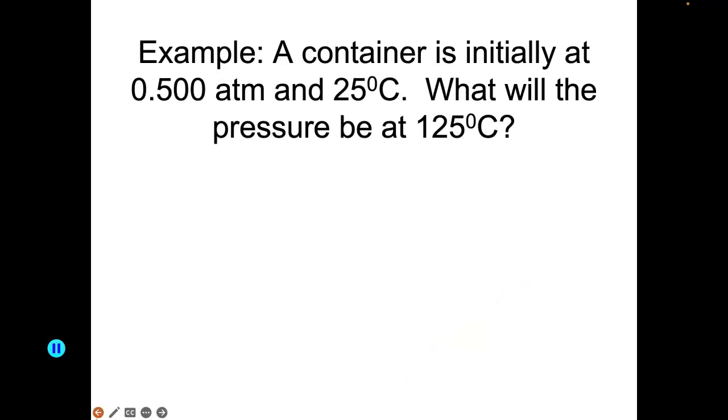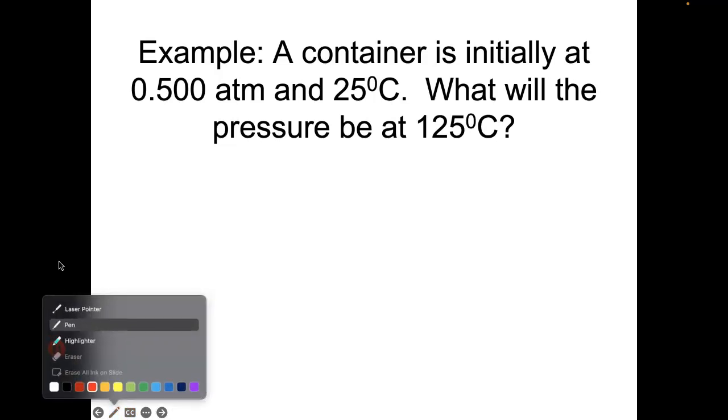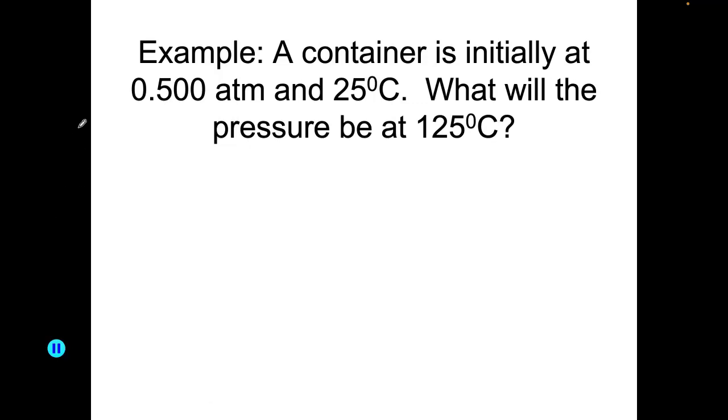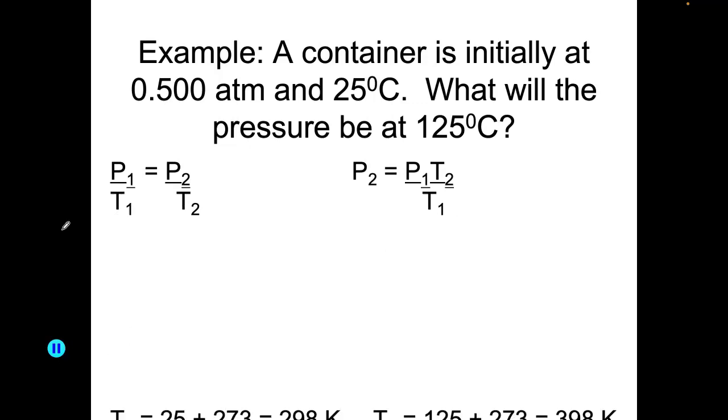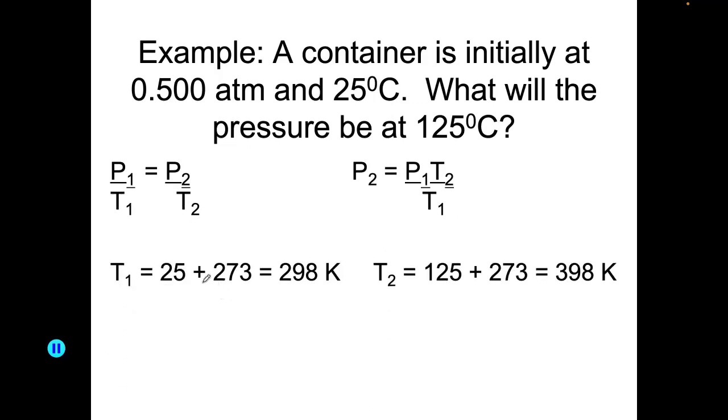So let's try using those equations. It says a container is initially at 0.5 atmospheres and 25 degrees Celsius. What will the pressure be at 125 degrees Celsius? If you remember from the beginning of our notes, we need temperatures in Kelvin. So we need to convert by adding 273 to each of them. So our temperature 1 is 298 Kelvin. Our temperature 2 is 398 Kelvin.